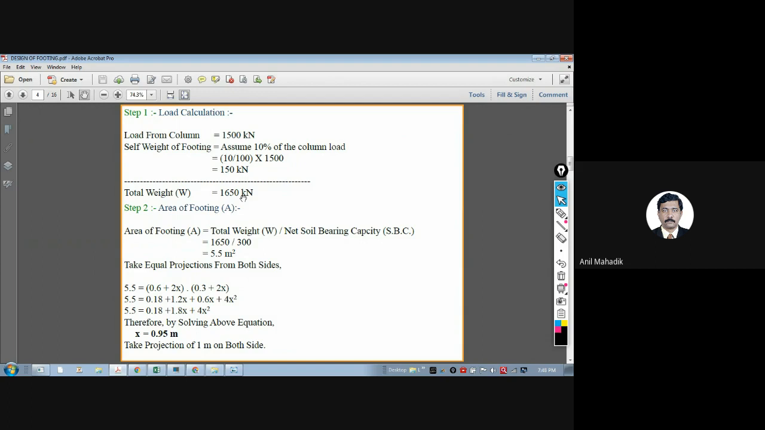Now, if you want to calculate the area of footing, how can you calculate? So you know the capacity, SBC. So load divided by SBC.